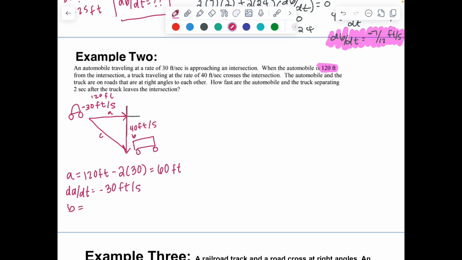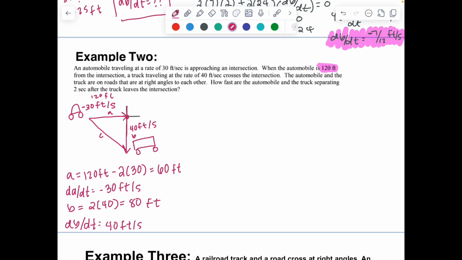B, we don't know currently. Well, we can figure it out, right? At the intersection, that's when the truck passes. 2 seconds have passed, and it's moving at 40 feet per second. So that makes B be at 80 feet at this instant that we're concerned about. dB/dt is moving at a rate of 40 feet per second.